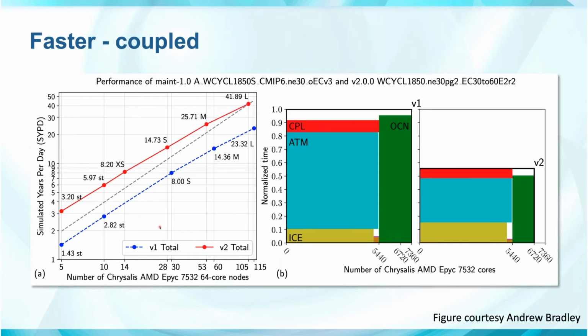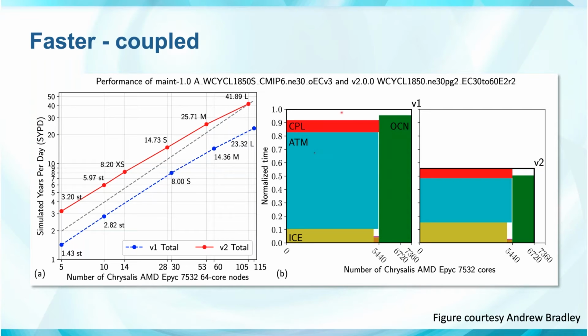So as I mentioned, the model is substantially faster. This is a performance comparison for the coupled model. This is performance on our Chrysalis cluster. Blue is V1, red is V2. This is the overall performance of the coupled system. And you see that if you scale up to the limit, we now have throughput of 40 plus simulated years per day compared to 20 something with V1. This is running on identical machines.